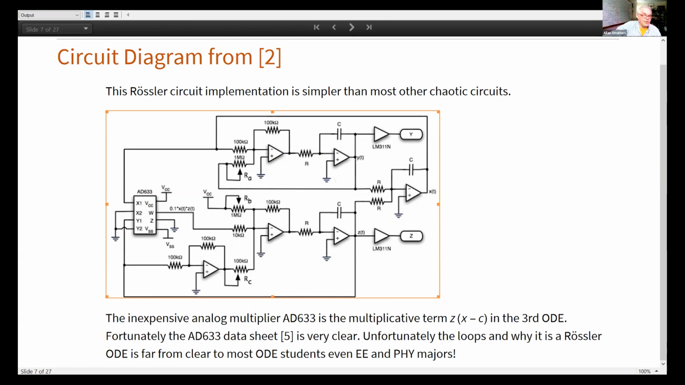The loops, and you can see loops in this diagram, and why it is a Rossler ODE is far from clear to most ODE students, and that includes EE and physics majors who make up a significant fraction of this class every year. You can ask questions. There's resistors. This is a variable resistor down here. And you can see that would be intimidating, presumably intimidating to Matt.